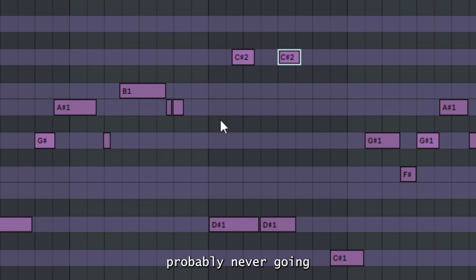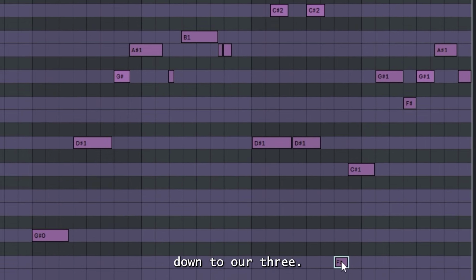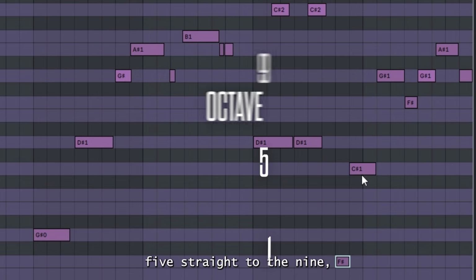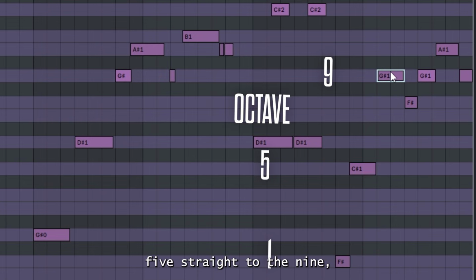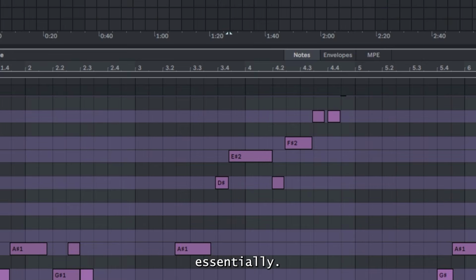I'm telling you right now, you're probably never going to see this again. Unless you're listening to a Thundercat song, you're never really going to hear chords like this in a bass line, but you can do it. And then it goes down to our 3. So then it goes to 1, 5, straight to the 9, down to the root 9, and then little sprinkles, essentially. So yeah.